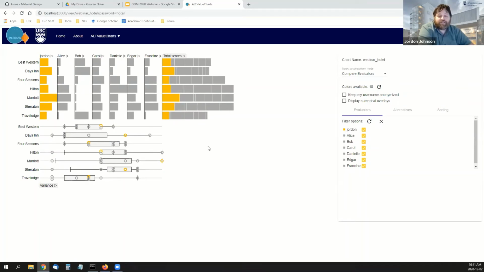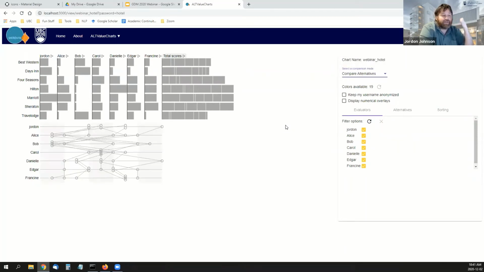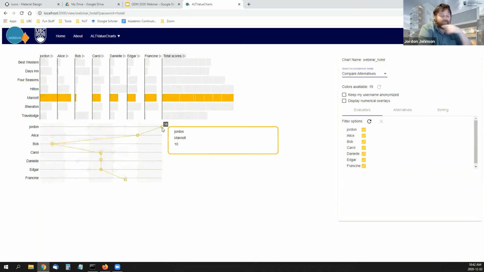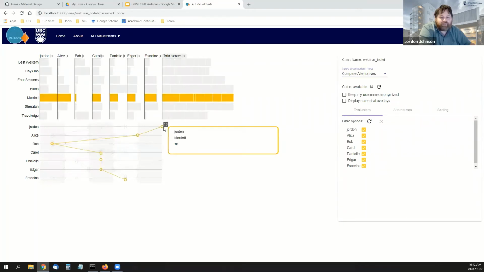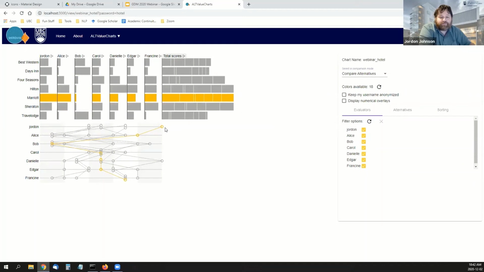So I think one of the first things I'm going to want to do, I'll just uninterest myself there. One of the first things I want to do when I'm looking at this is see if there are any non-dominated alternatives. Because if there are any non-dominated alternatives, then that means there's an alternative that everybody seems to like best, and hopefully that means we can all go home. So we can do that here in this compare alternatives mode and take a look at the parallel coordinates plot. We take a look at my favorite. My favorite seems to be the Meridian. So that's interesting.